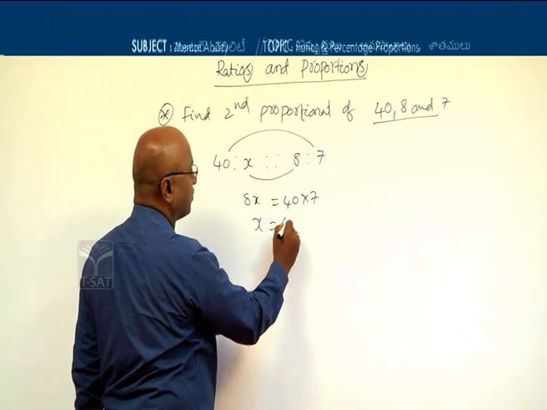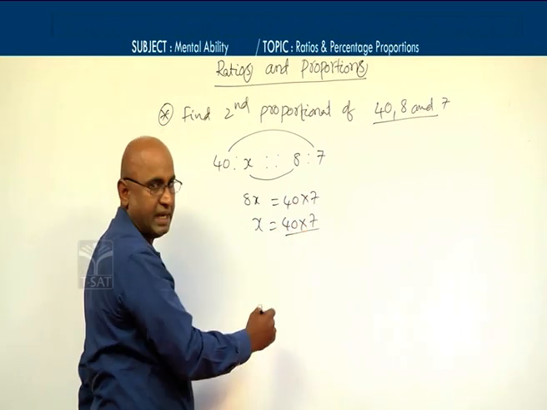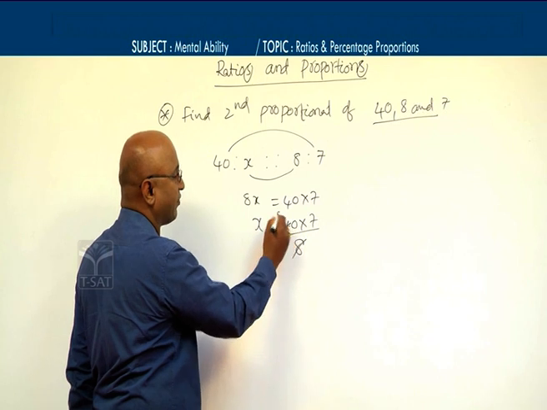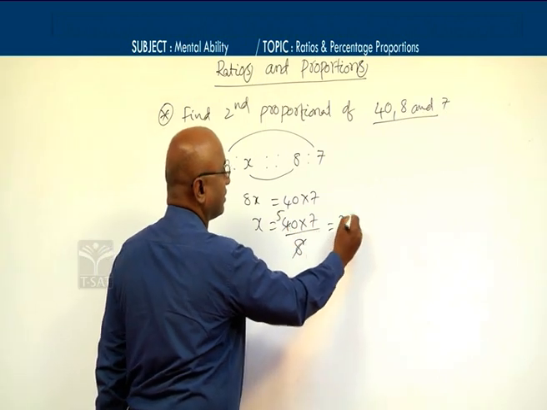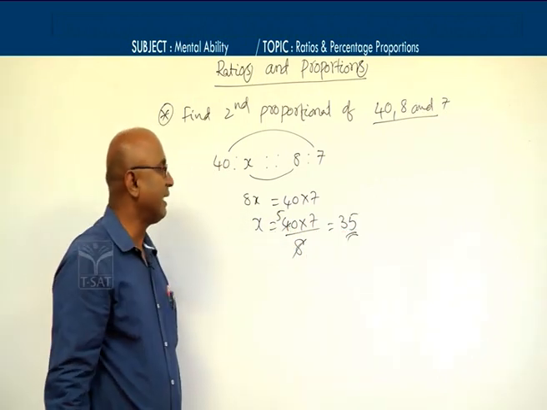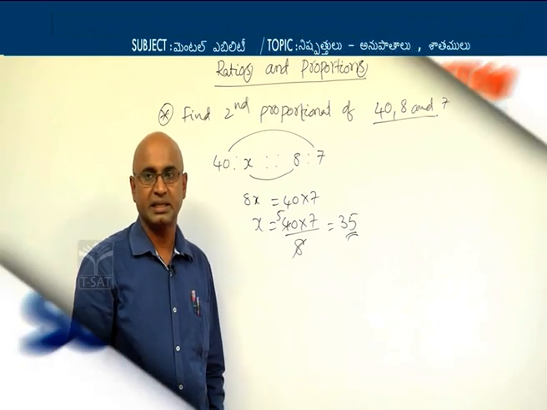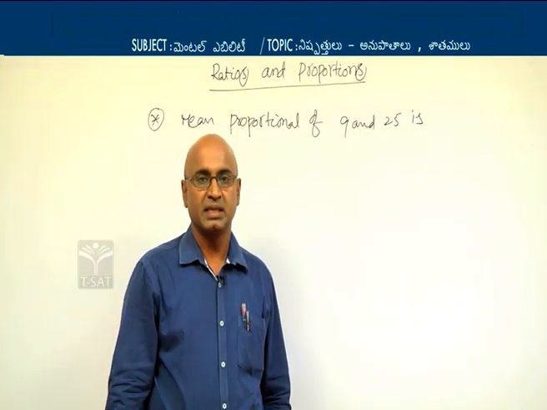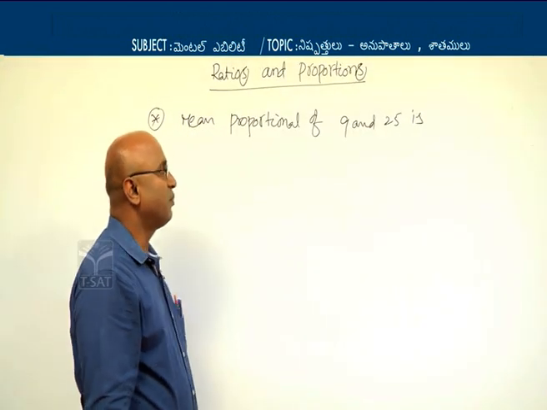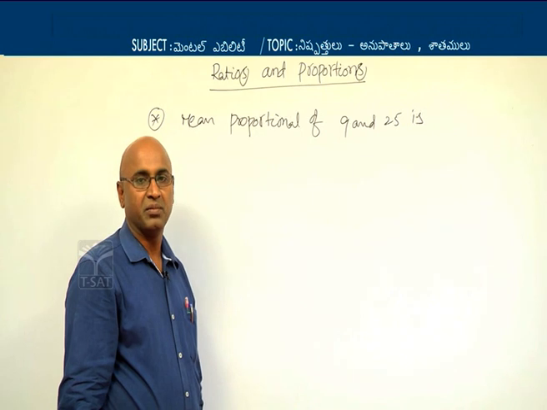Then x is equal to 40 into 7 by 8. 8 ones are 8, 8 fives are 40. 5 sevens are 35. So the second proportional of 40 and 7 is 35. Now the problem is, what is the mean proportional of 9 and 25?